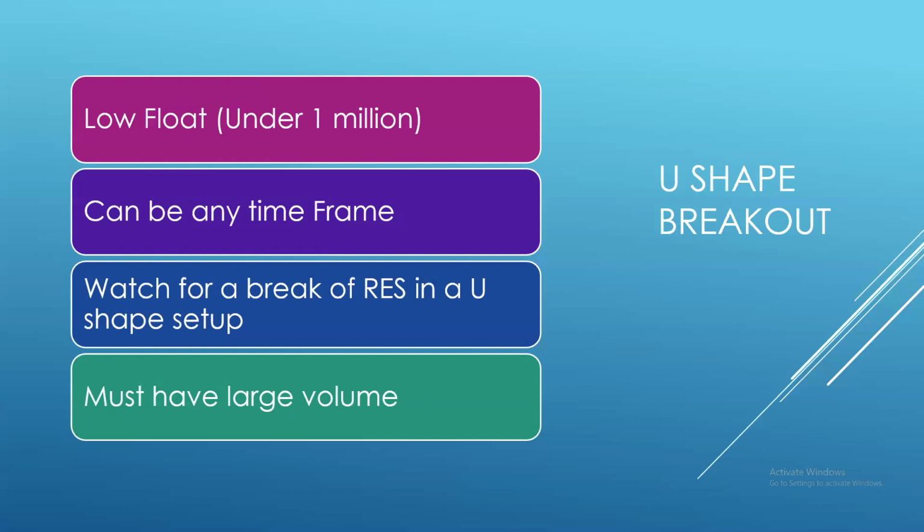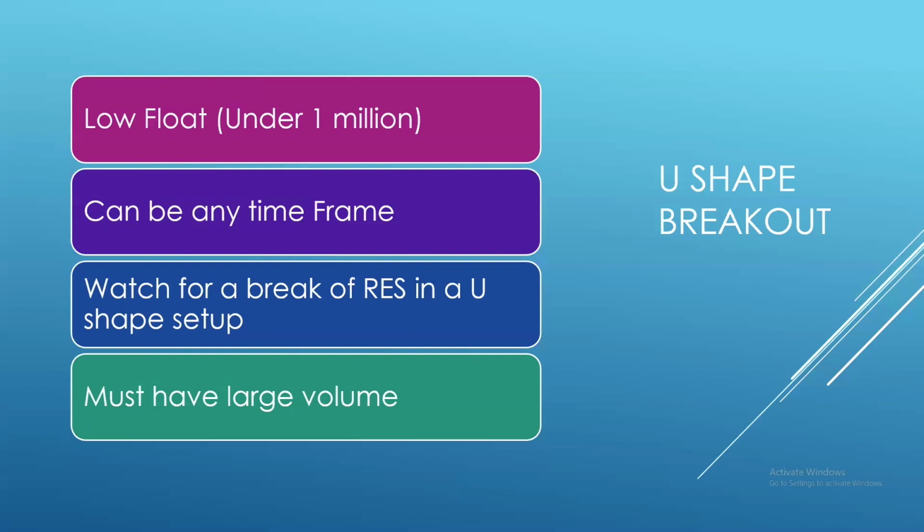Can be any time frame. So this could happen in the 1 minute time frame. This could happen in the 2 minute, the 3 minute, the 5 minute, the daily time frame, right? Before, the $1 breakout was only happening on the daily time frame. This could be on any time frame that you guys want or you guys see it. Watch for a break of resistance in a U-shaped setup. And we're going to be talking about the different areas to buy in a U-shaped breakout setup coming on up.